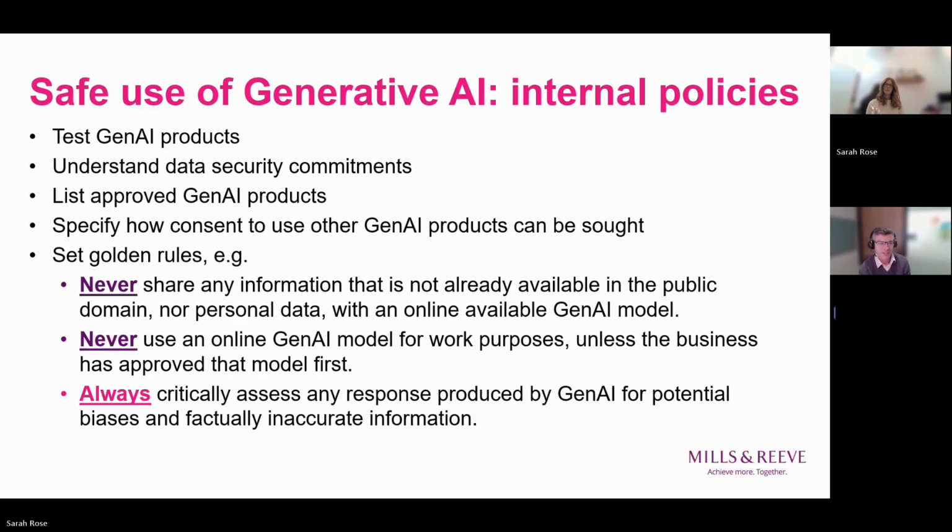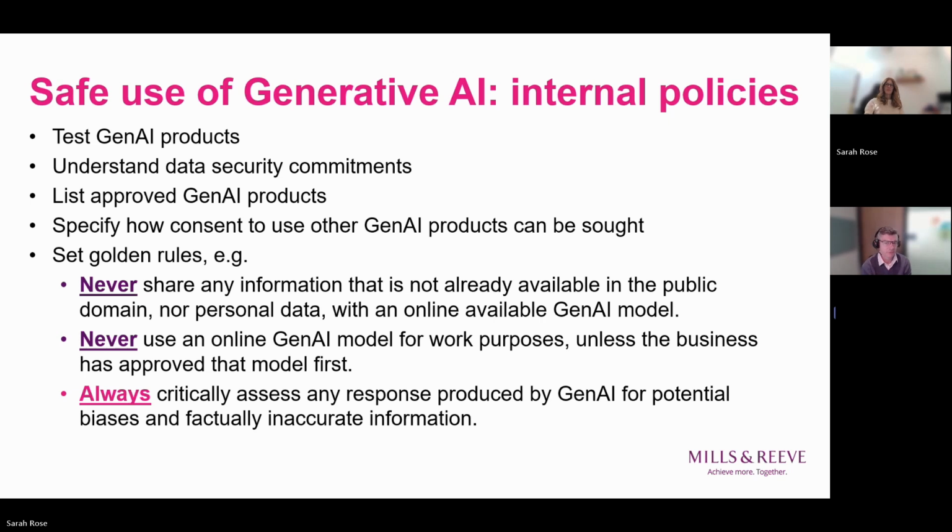Here at Mills and Reeve, we've tested over 50 different AI systems to date, and we've chosen to adopt only a handful of those. We recommend you have a policy that only approved Gen AI products can be used for business purposes, and make it clear how people within your business can seek approval to use other Gen AI products, because new products are coming onto the market all the time. And I know from experience that there's always someone who wants to use something that isn't on the approved product list. And we suggest setting some golden rules that get followed for use of Gen AI systems for work purposes.